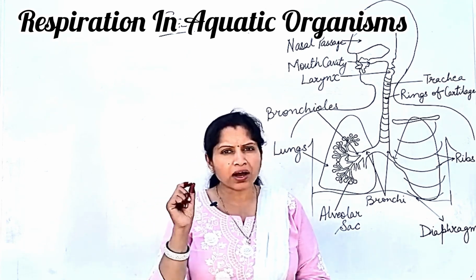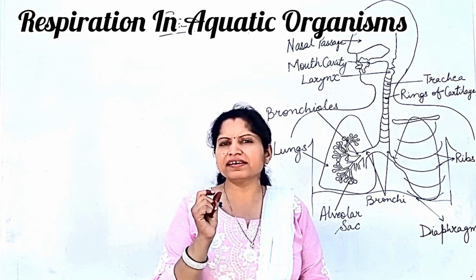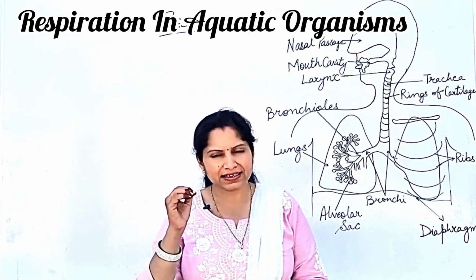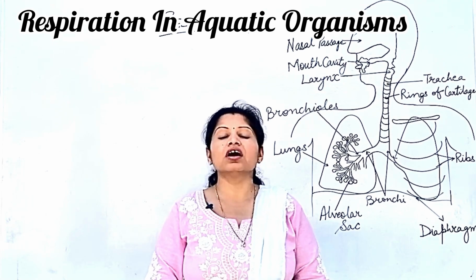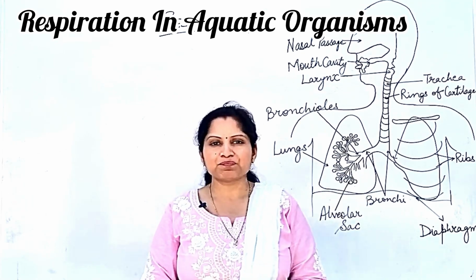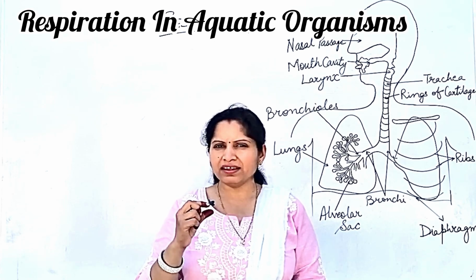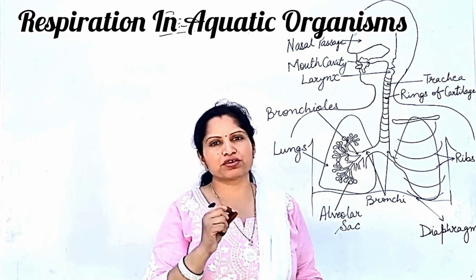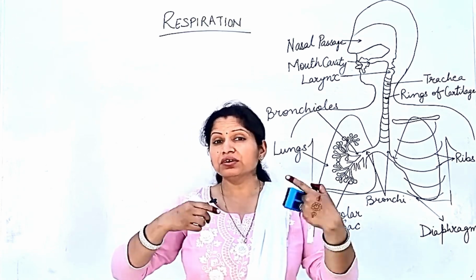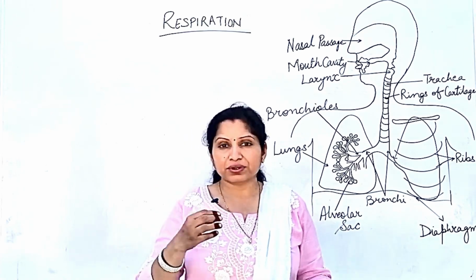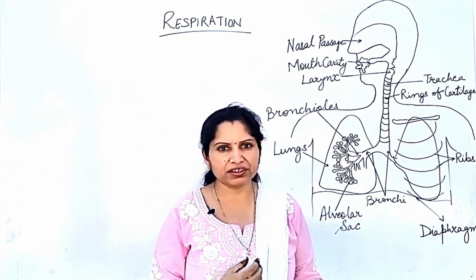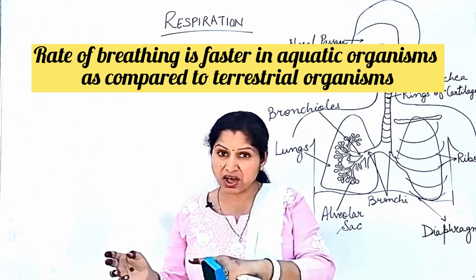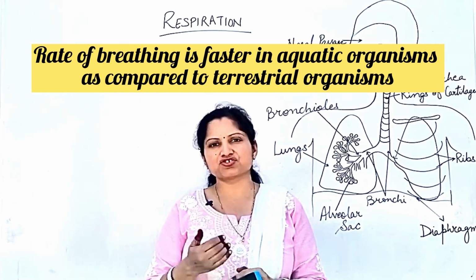Because in one breath, they get only a very small amount of oxygen, because the amount of oxygen dissolved in water is less as compared to the amount of oxygen in the air. So they need to increase the breathing rate to get the oxygen dissolved in the water. So the breathing rate in aquatic organisms is faster as compared to terrestrial organisms.